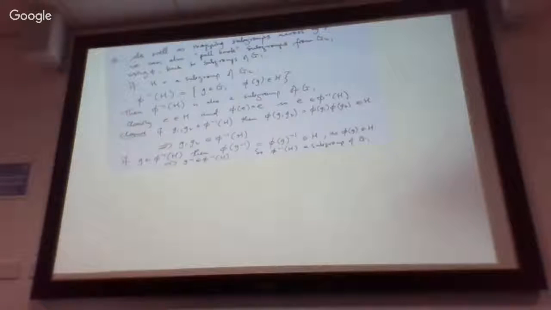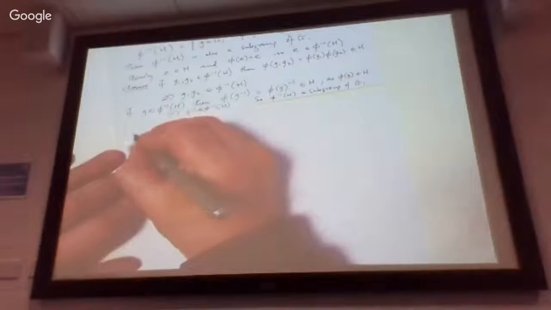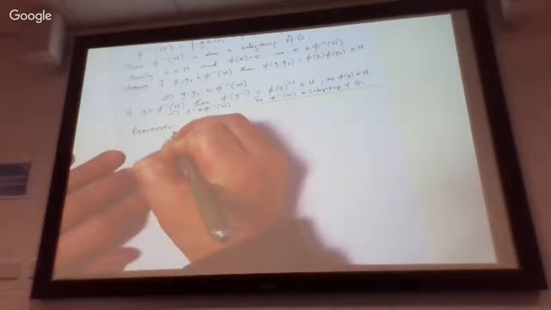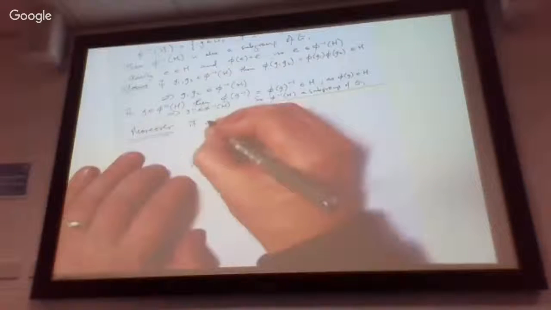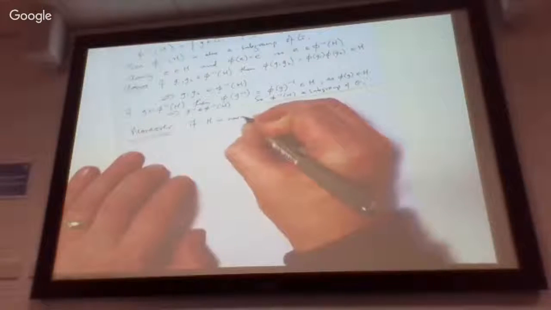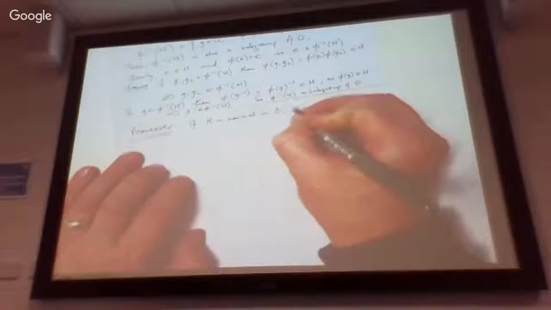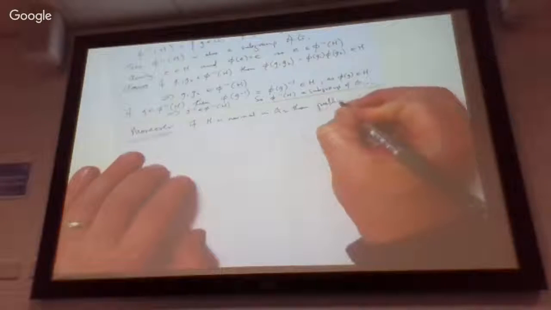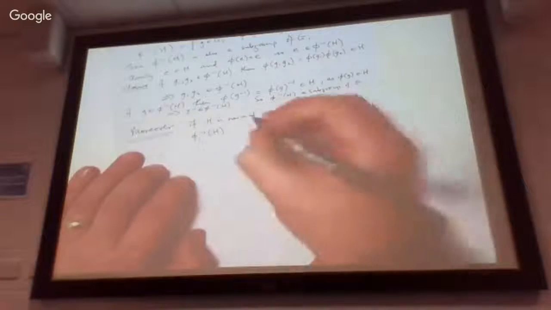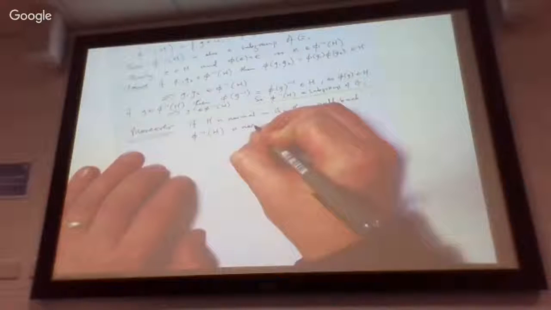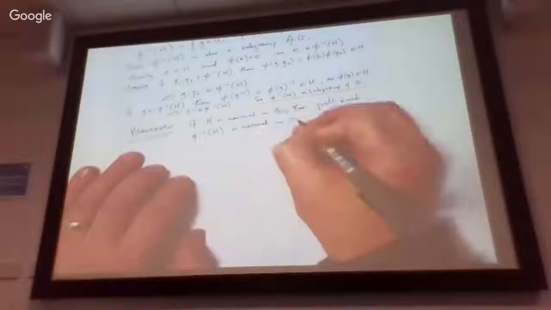And then there was this last part of 4, which is a moreover. Not only do subgroups pull back to subgroups, but normal subgroups of G2 pull back to normal subgroups of G1. If H is normal in G2, then the pullback of H, phi inverse of H, which we already know is a subgroup of G1, is also a normal subgroup in G1.